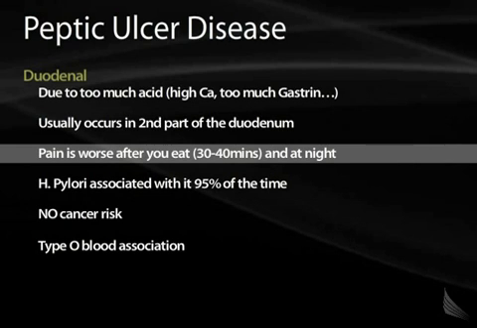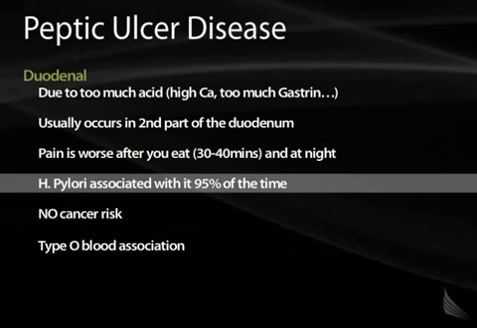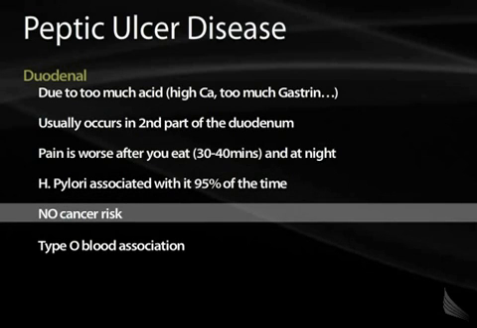The way to easily remember this for exam purposes is that the gastric ulcer comes before the duodenal. The stomach is present before the duodenum. So with gastric ulcers, pain occurs first, i.e. with eating, and with duodenal ulcers, pain occurs a little later, and it makes sense because it's more distal. H. pylori is associated with duodenal ulcers 95% of the time, and there is no cancer risk.